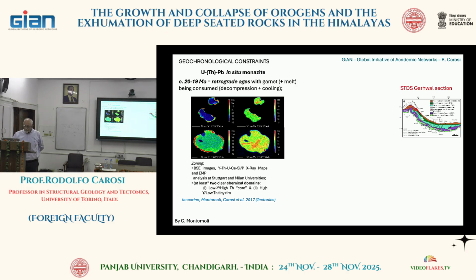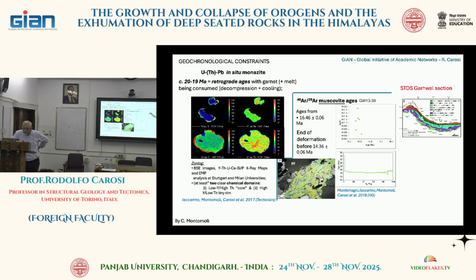Okay, just a few words about the geochronology. We use uranium, thorium, lead on monazite in situ using laser ablation. This sample is from Garhwal, India. These monazites are very nice. The blue color is low yttrium, the red color is high yttrium. So if you date the core or the rim, you have different information.